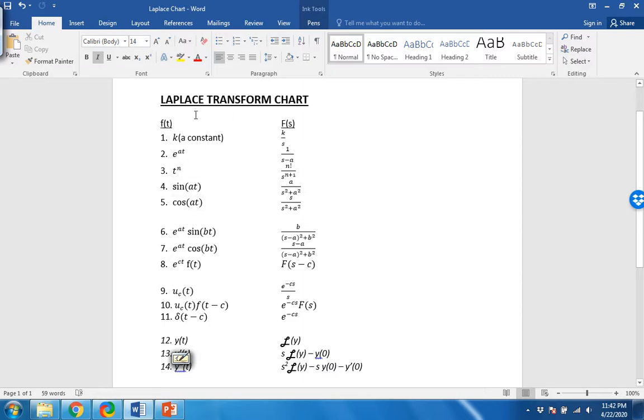So first of all, what is this chart? In the left column, these are functions. There's everyday functions that we see and that we use. And in the right side of the chart, as you can see here, it says big F of s. These are the transforms of these guys.